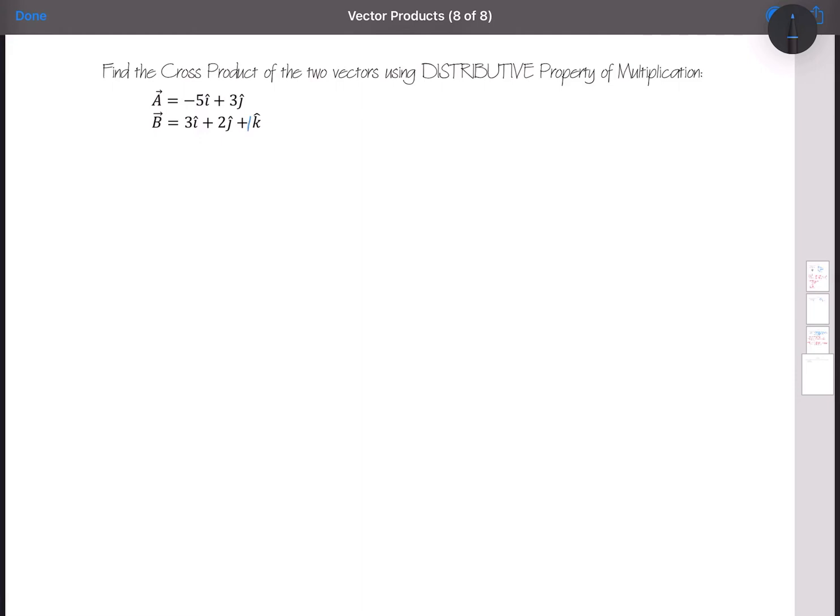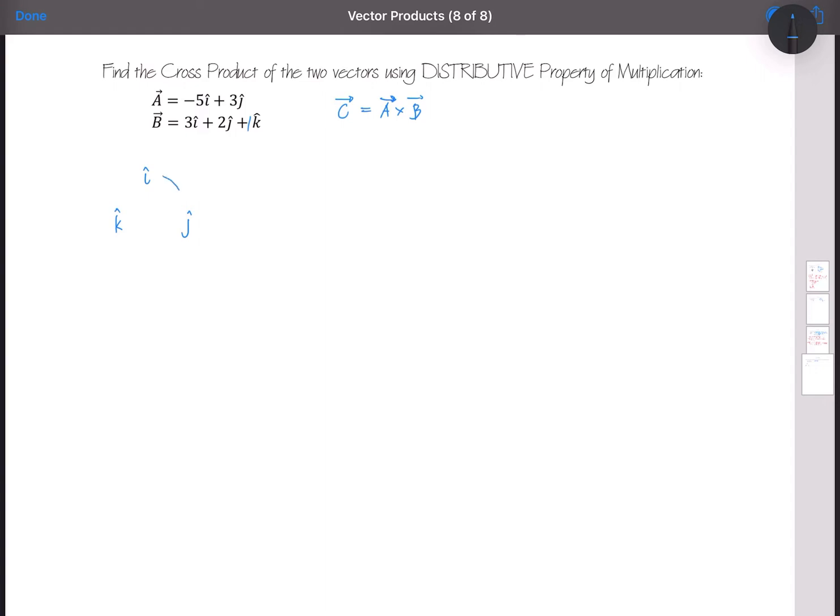Now, we are going to get the cross product, say that is vector C, the cross product of vector A and then vector B. And that is using the distributive property of multiplication. But before we go to that, let's have a review first. Say for example you have here i hat, j hat, and then k hat.